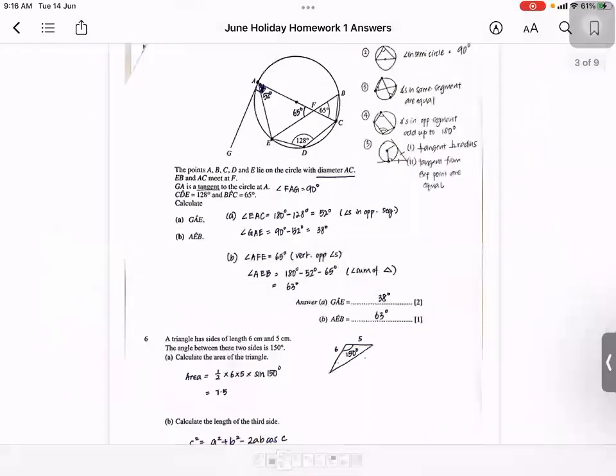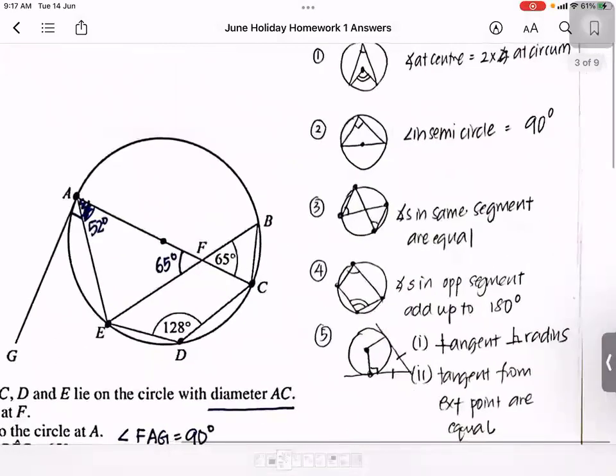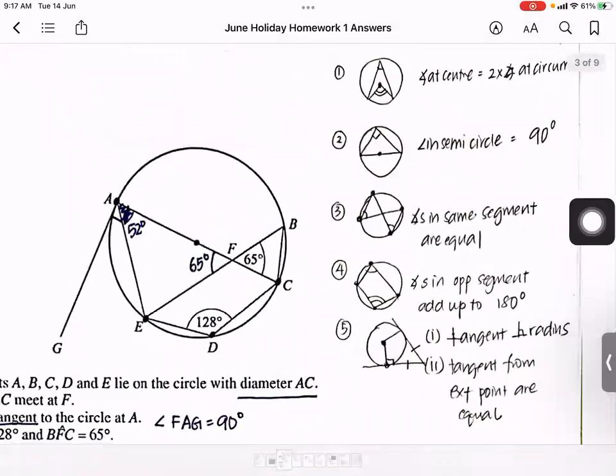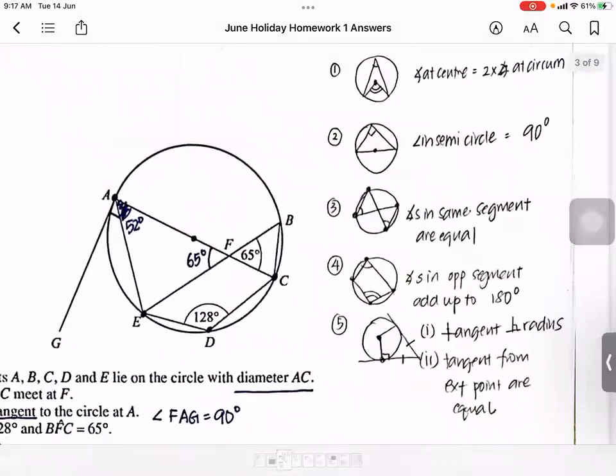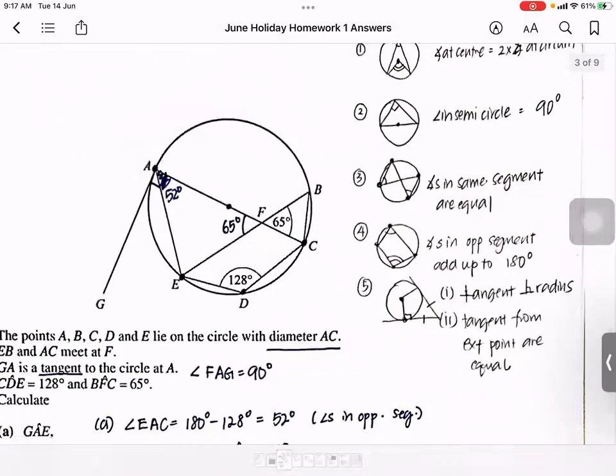Next one, circle properties. A lot of students will tell me they cannot remember. So I make it a habit for myself: whenever I want to do circle properties, I always tell myself I need to recall these 5 circle properties. If you notice my answers later, every time I see a question, I will always draw it out. It's a good habit to refresh your memory again and again. If not, you cannot remember.